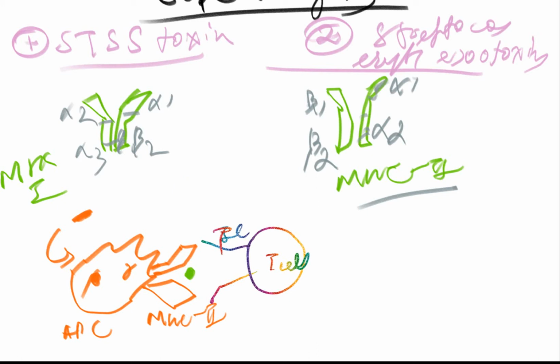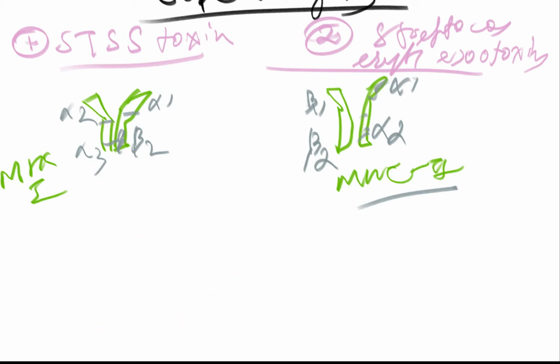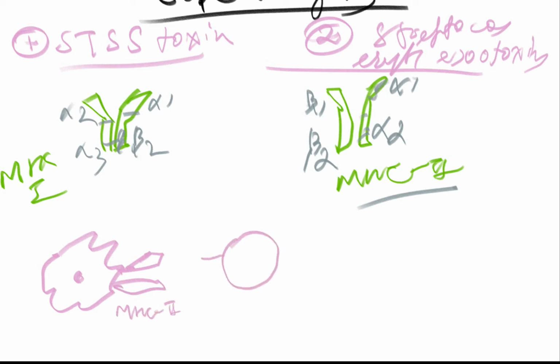But what happens in case of a superantigen? So suppose this is the antigen presenting cell, right? Here we have its MHC class 2 molecule, and here we suppose the T cell, and here we have the T cell receptor alpha chain, and here we have beta chain, and subsequently suppose this is the alpha side chain of the MHC class 2 molecule. So a superantigen is a type of antigen which does not require any antigenic processing.